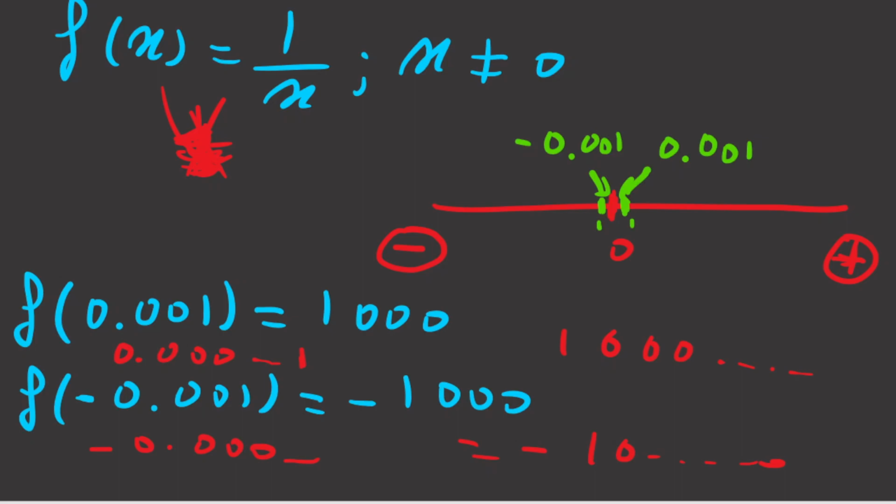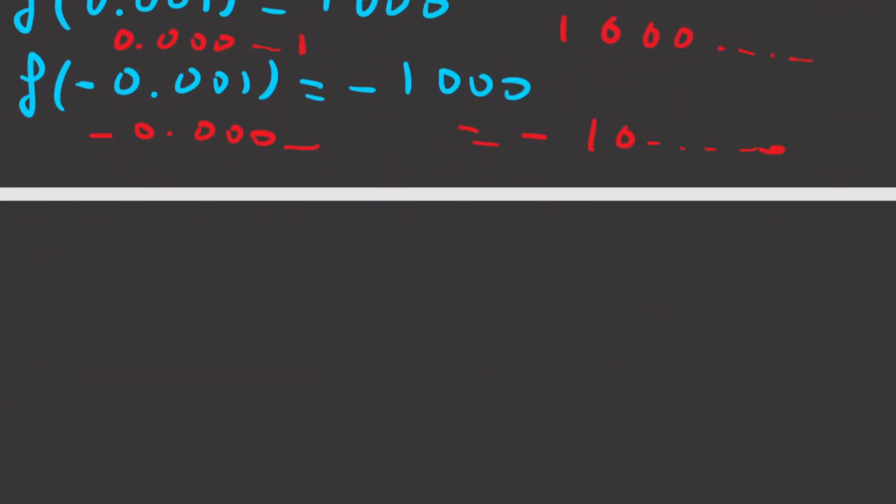As you can see, if we take some numbers really close to 0, we get a really big number on the positive side, and a really small number on the negative side. And if we draw the graph of our function, we can understand more. So I'm going to draw the graph very quickly. So the graph looks like this.